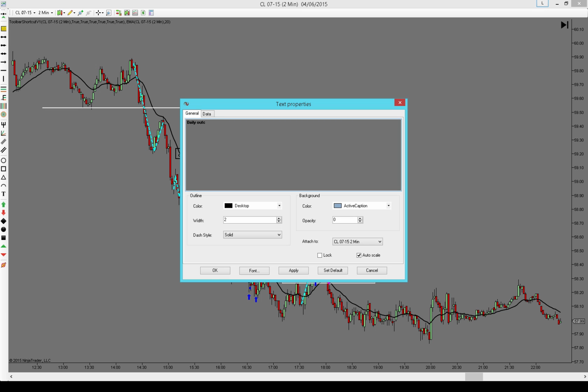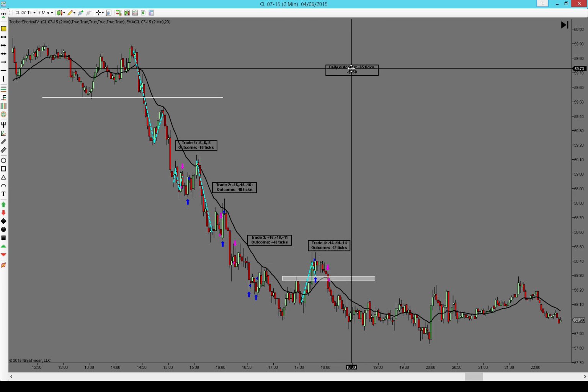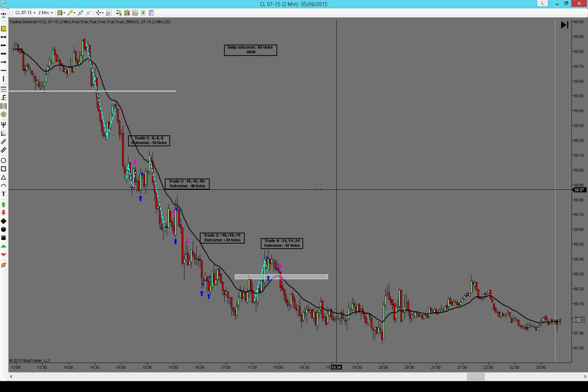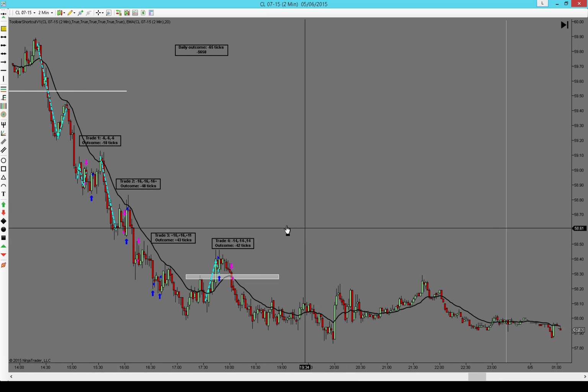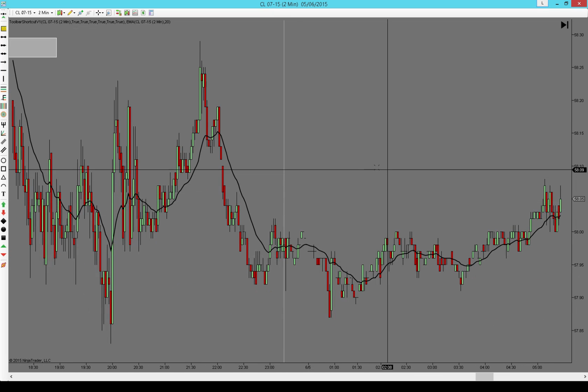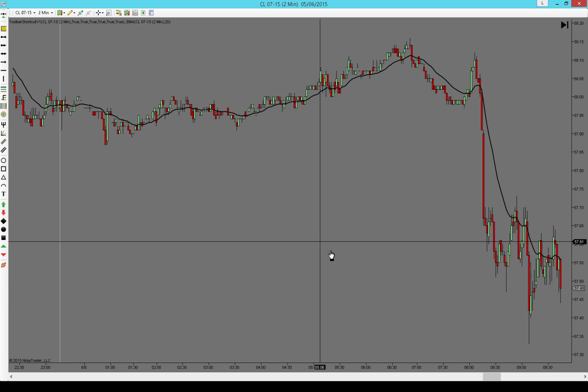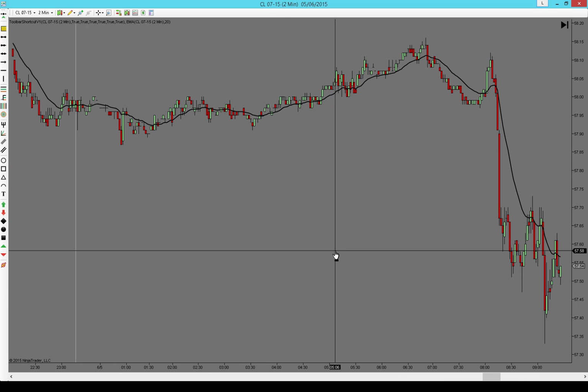Daily outcome minus 65 ticks. And that's minus 650 bucks for the day. It's a tough day, can happen in trading. So let's move on to Friday.